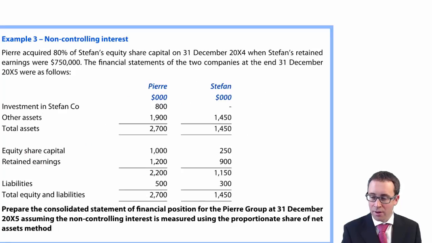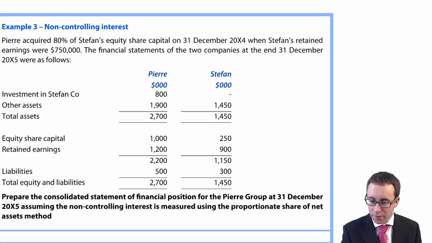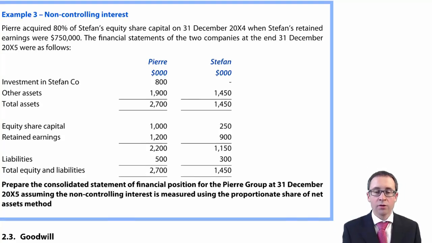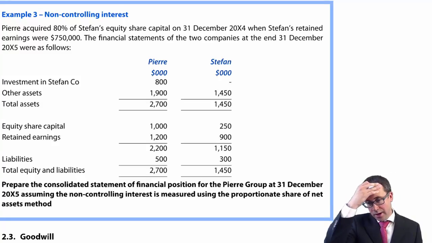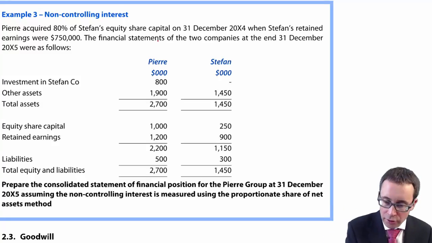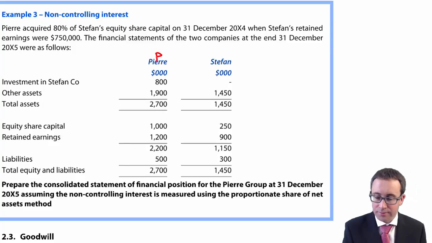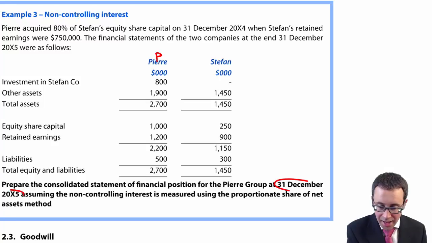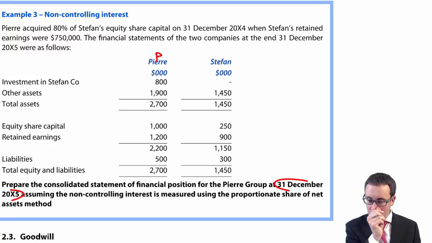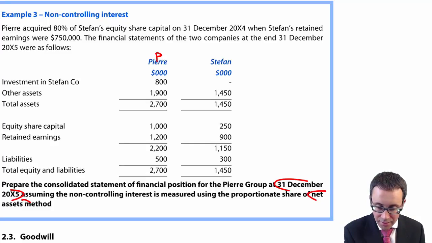Okay, so what we're going to do is have a play around with an example, a little example over the page, that asks us to prepare the consolidated statement of financial position for the Pierre group. So we know straight away there that Pierre's the parent, at the 31st of December 20x5, assuming the non-controlling interest is measured using the proportionate share of net assets method.